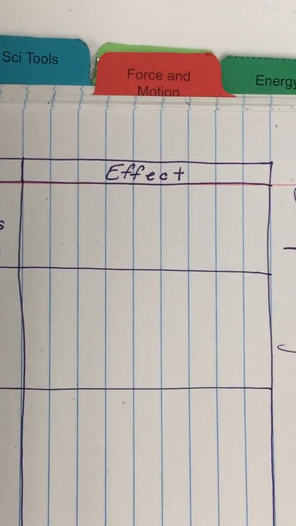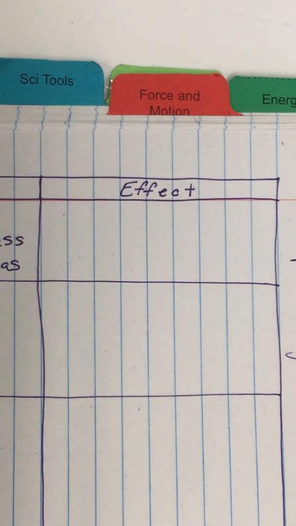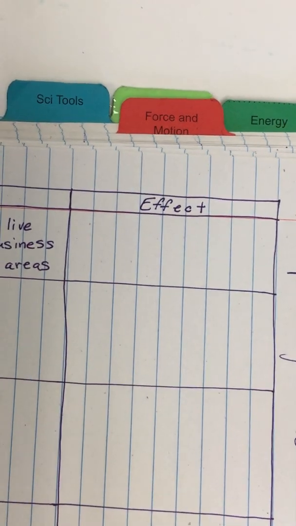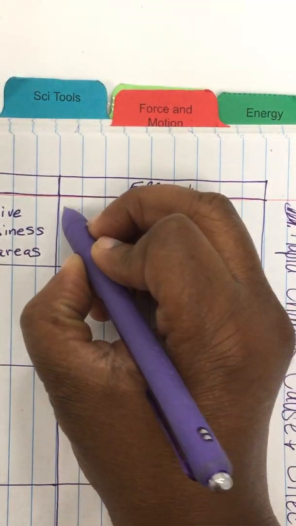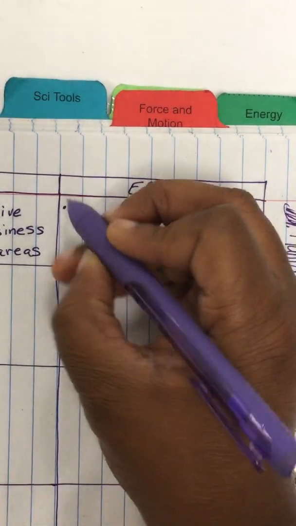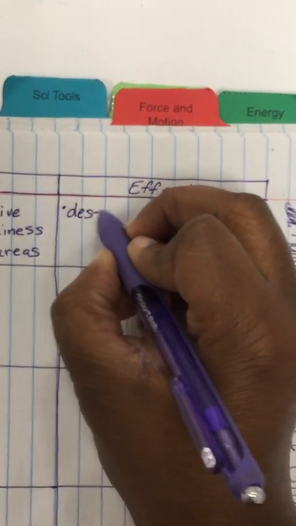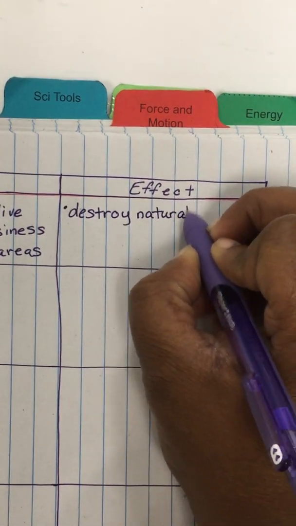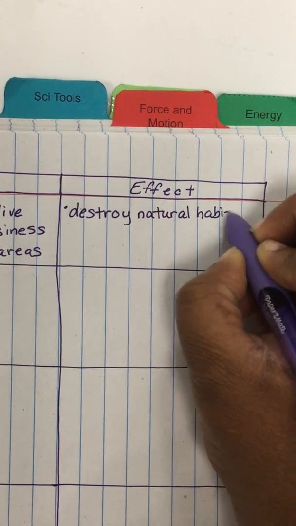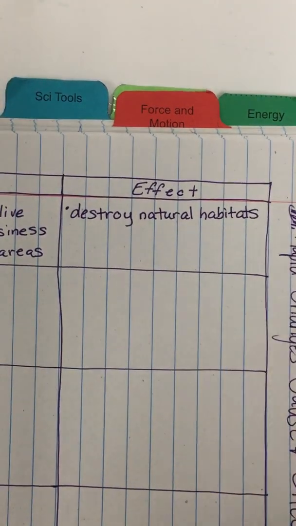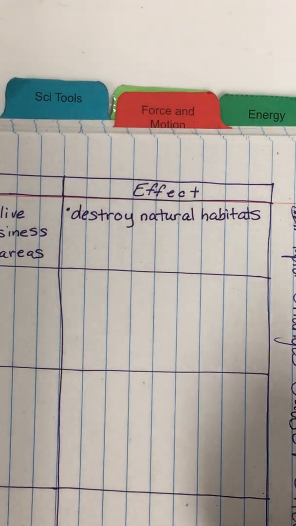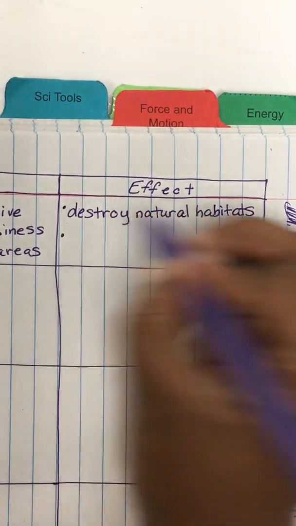Some effects. Zoom out a little bit. I'm only going to write two of them. One, when we build and we create things in the middle of forest, we destroy natural habitats. In other words, animals don't have where they were living, they no longer have because we have taken it and we've done whatever we wanted with it. We also use up natural resources when we do these things.